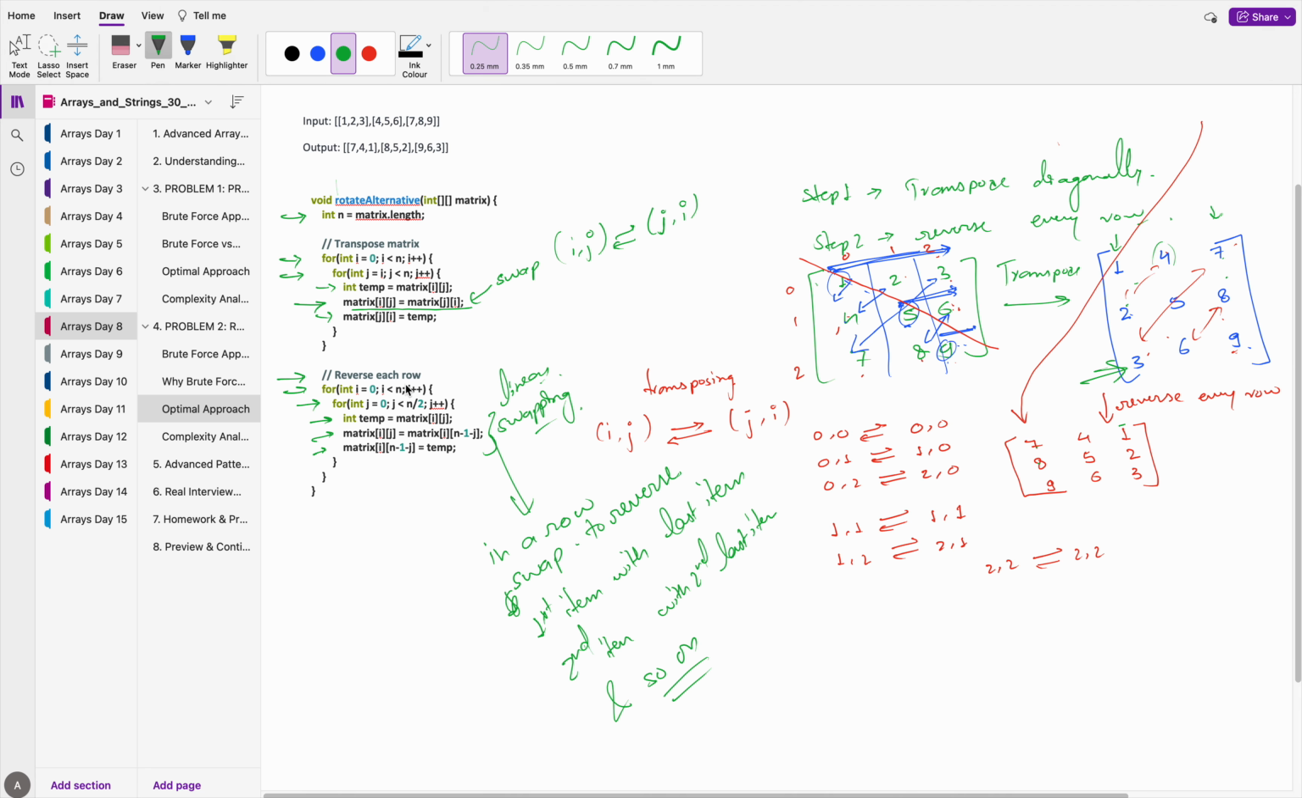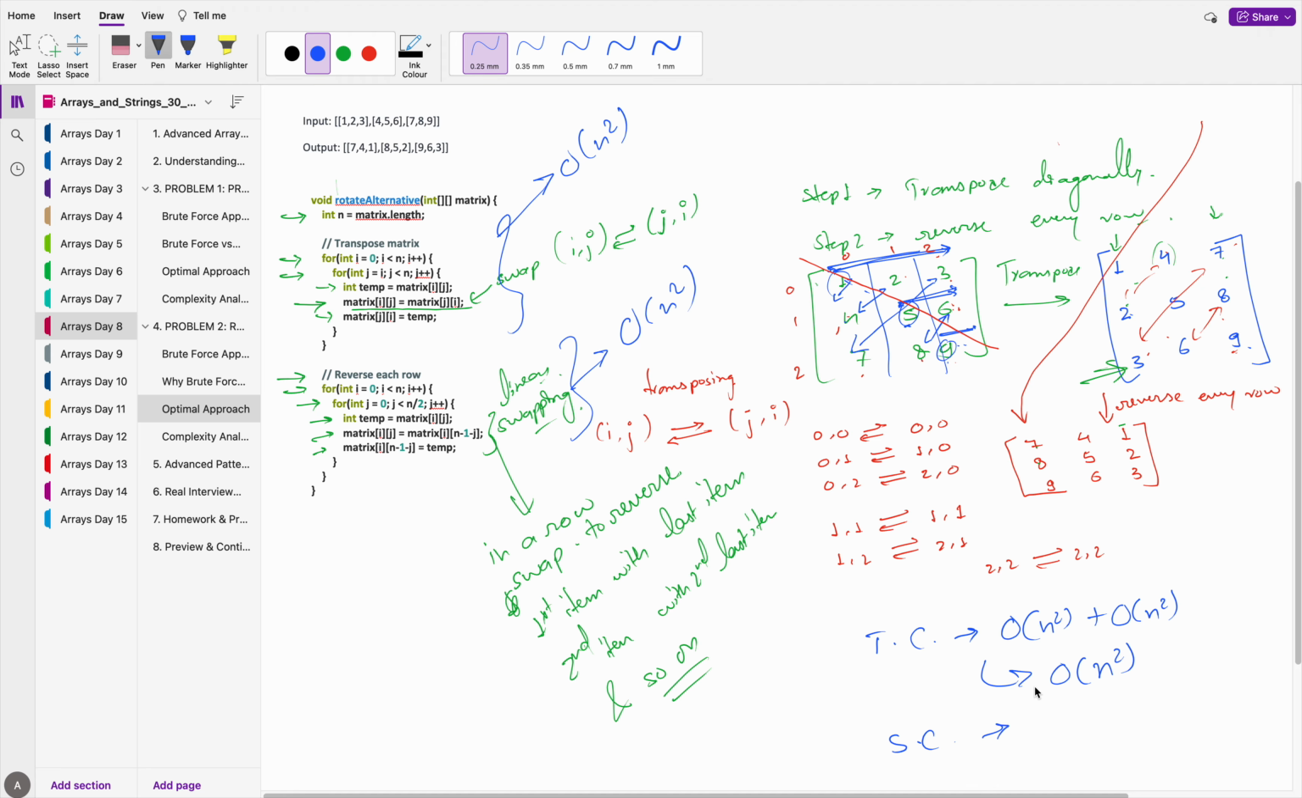Okay. So ultimately, this part is taking n square time. This part is also taking n square time. So the time complexity would still be big O of n square plus big O of n square, which is ultimately big O of n square. But space complexity would be what? Because we are not using any extra 2D matrix, 2D array, it is big O of 1 only, constant, because of the variables that we are using. As you can see, the variables are i, j, n, and a temporary variable, that's all. So that's how we are achieving it.